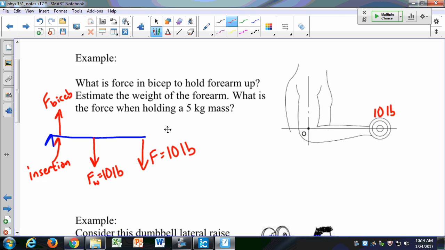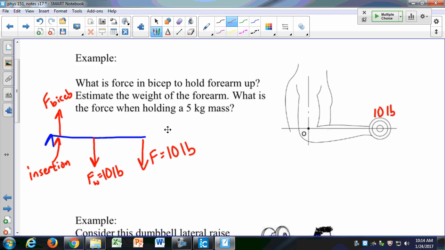And this bicep, it connects right about here to my forearm and causes it to move in this direction. So if I'm holding it like this, where the force of the bicep is 90 degrees, then what is that force? Well, we need to know, what is this length, roughly? Feet, meters, whatever you want to do is fine. How far is this, from here all the way out to here?